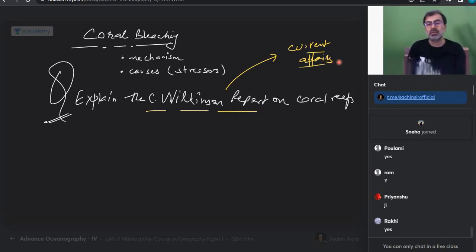See, Wilkinson stands for Clive Wilkinson. Sir, उसने भी ये report दी होगी. हाँ तो दी होगी so. So Clive Wilkinson report on coral reef. Now, how does it add up? Let us look at this.